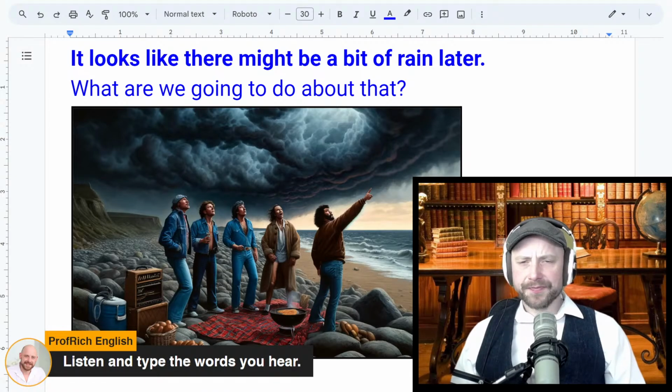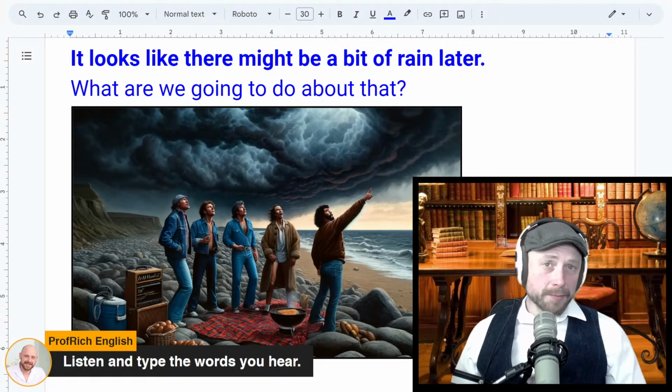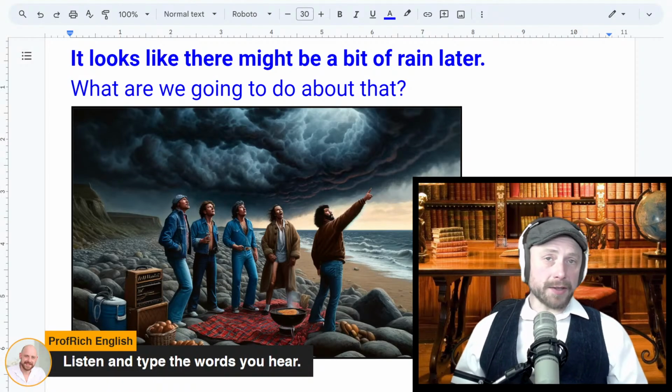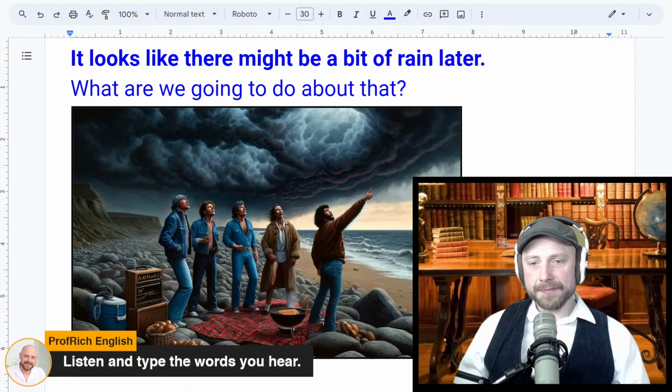Number 4. We could just get under some trees and wait for the rain to pass.